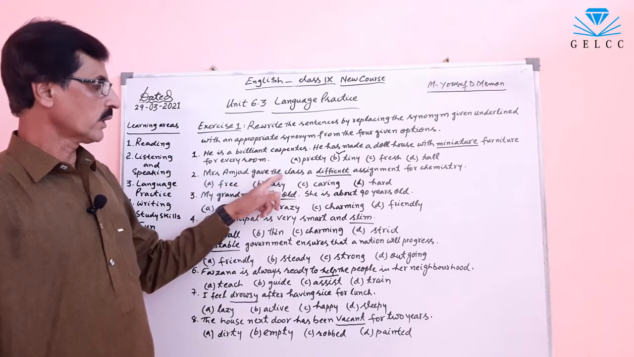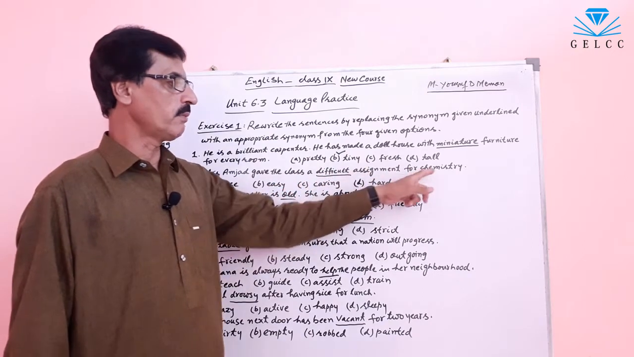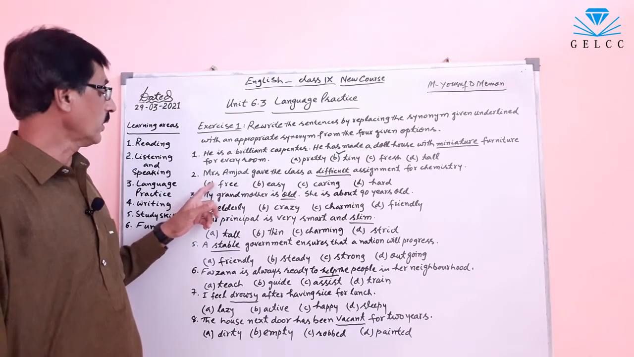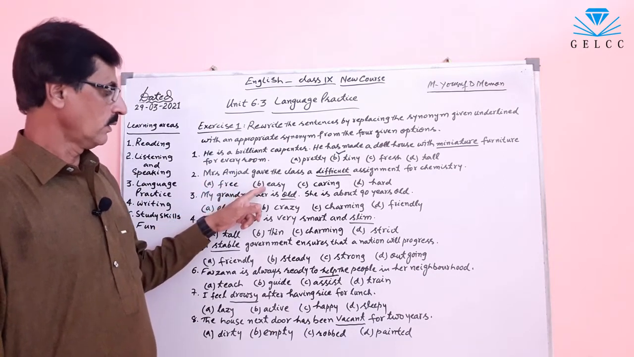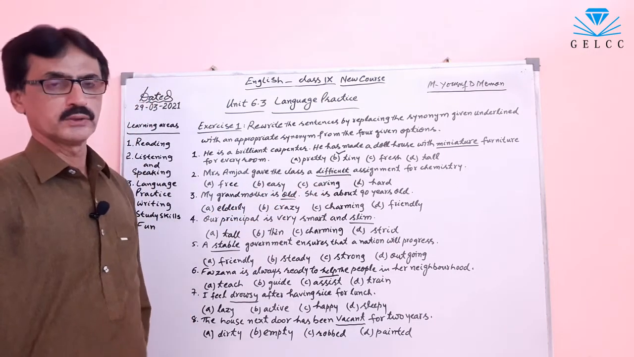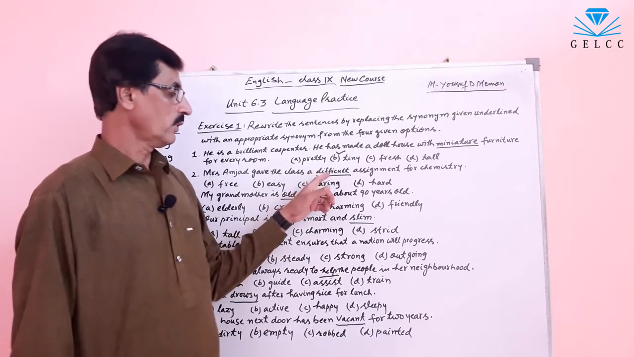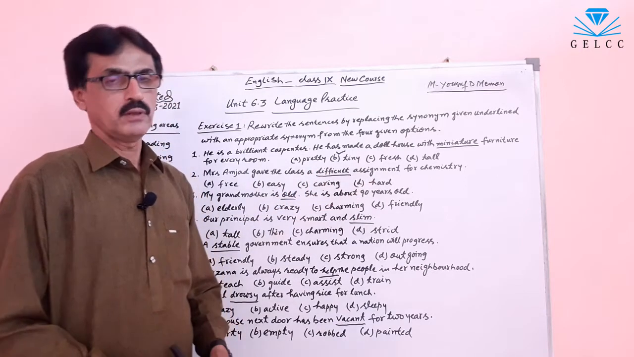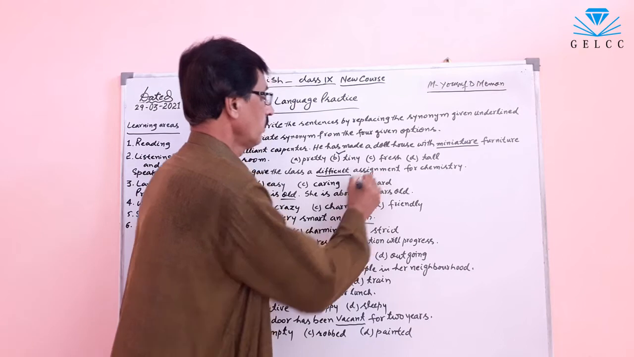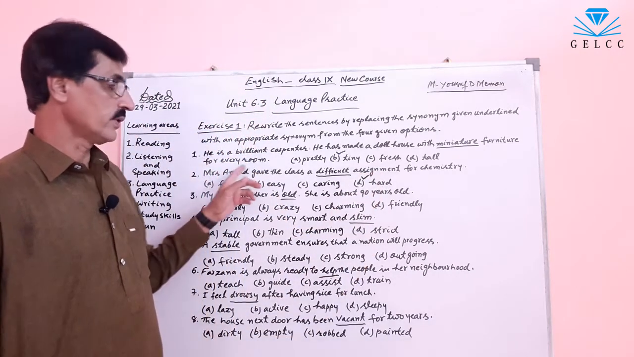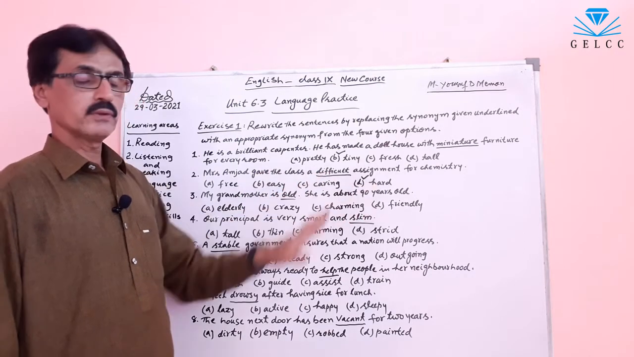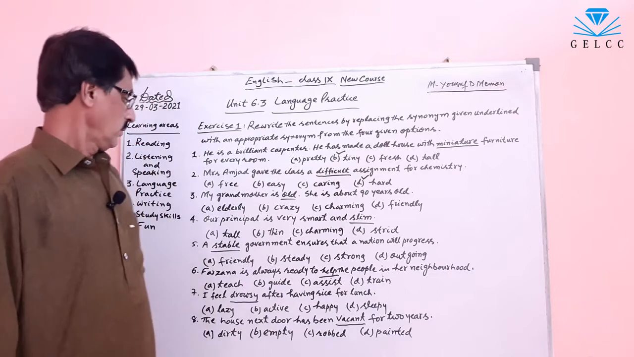Number 2. Mrs. Amjad gave the class a difficult assignment for chemistry. Now 4 options. Option A, free. Option B, easy. Option C, caring. Option D, hard. The synonym of the word difficult is hard. So I tick mark it here, and you have to rewrite the sentence again, replacing the word difficult with the word hard.